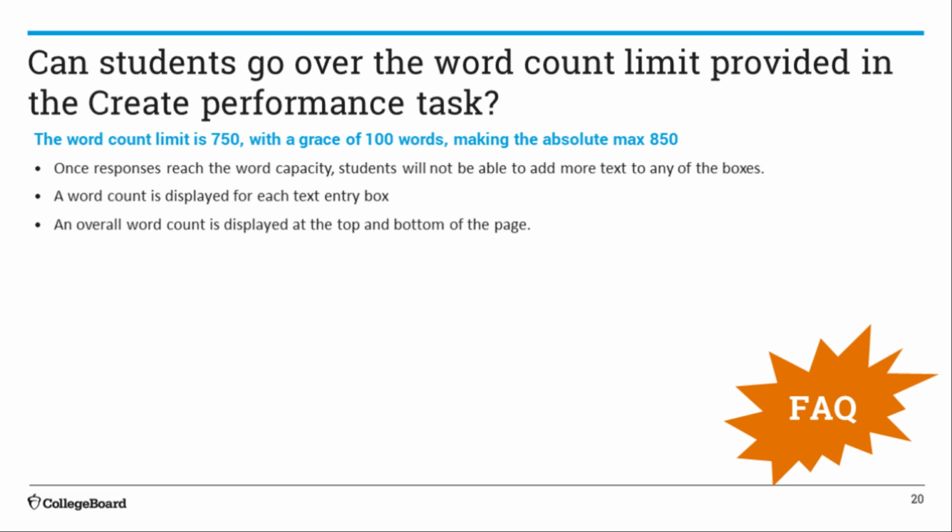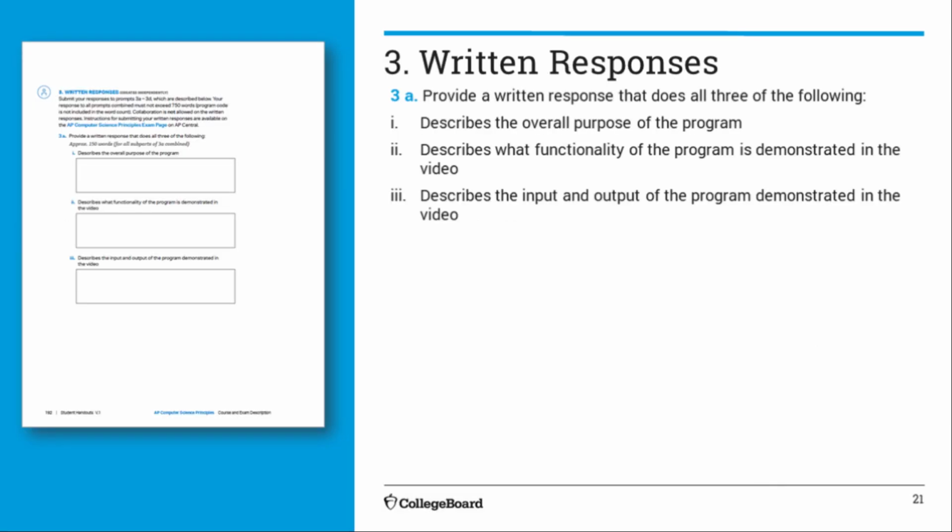The word count limit is 750 words. We do give a grace of 100 words, so your max actually is 850 words. Once you reach that word capacity, the AP Digital Portfolio, the platform that we're using to collect your work, will not allow you to add any more text to any of the response boxes. We have a word count that is going to display for each entry box and also at the top and the bottom of the page so that you can keep track of that as you're entering your work into the digital portfolio. So is there a penalty? No, you'll have to edit your work down to be less than 850 in order to submit.